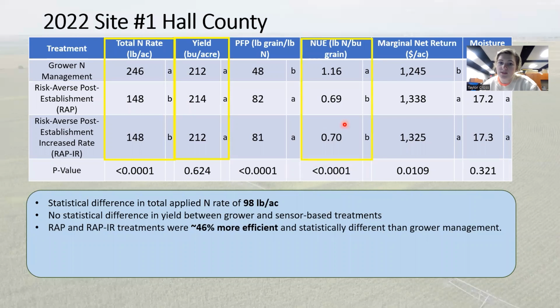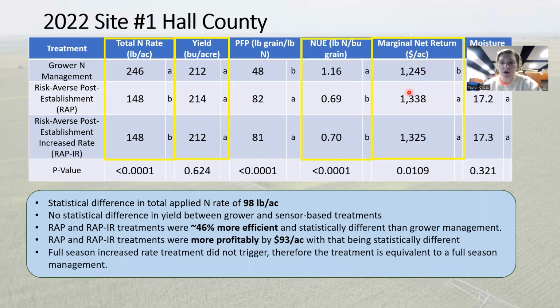We had NUE of 0.7 and 0.69 for the sensor-based treatments, which resulted in about 46% more efficient than the grower's treatment. And this is a really high NUE value. I think this is definitely due to the hail damage, and we really were expecting closer to 250 yields. That's why he was originally putting on 246 pounds of nitrogen here, but that just didn't happen due to that hail. And we did see that our sensor-based treatments are more profitable by $93 an acre, and that marginal net return difference there was statistically different.